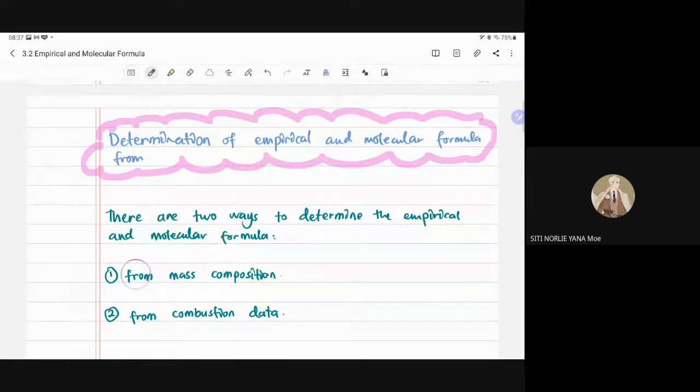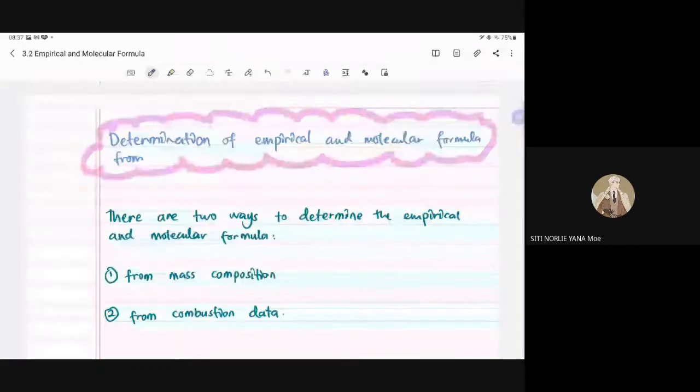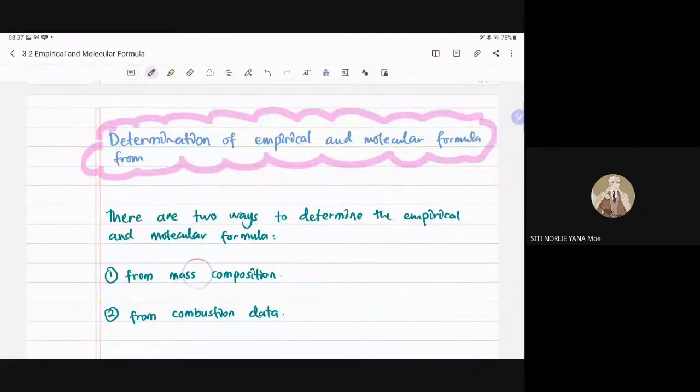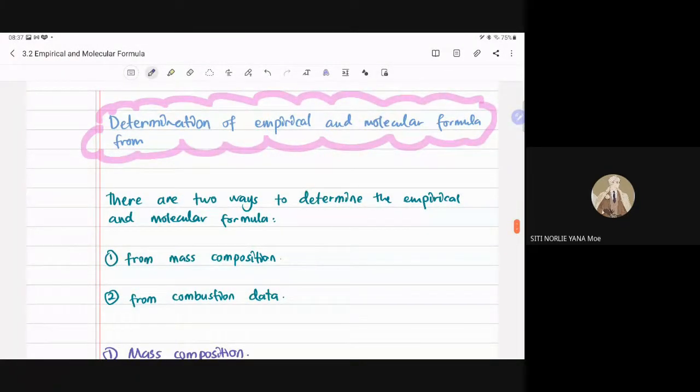In the PhD system with 2 semesters, this is an experiment that you will do in the lab. This experiment uses mass composition to determine the empirical formula, using zinc chloride. Later I will make an extra video to show how that is done in the lab. In this lesson we will only focus on the mass composition, so only this one first.